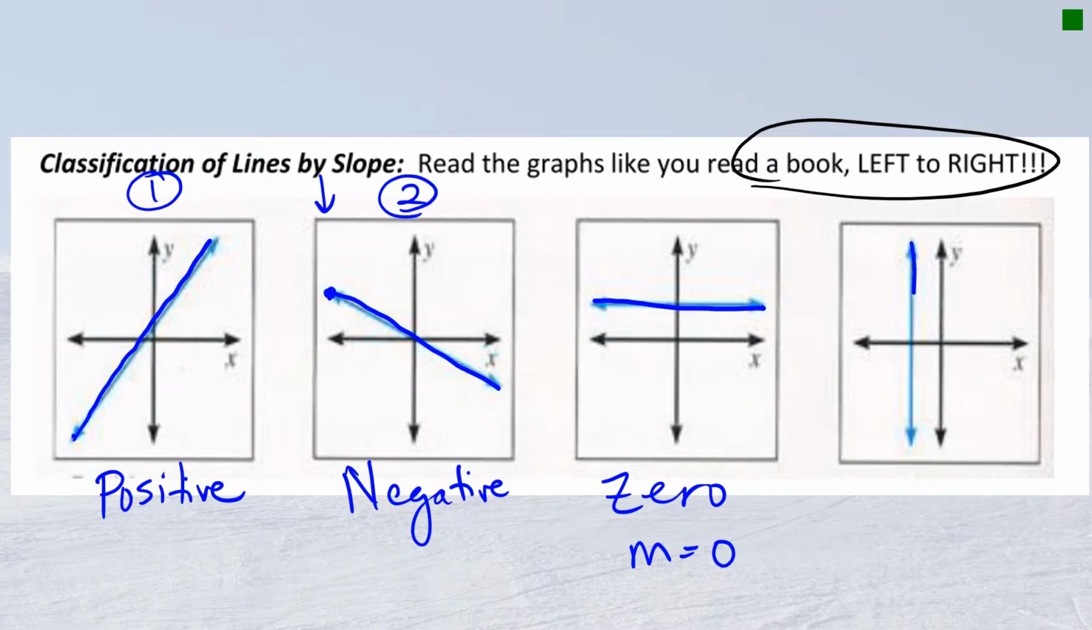And this line, it goes straight up and down. So this has no slope, or the slope is undefined. That's what we call it. It's undefined.